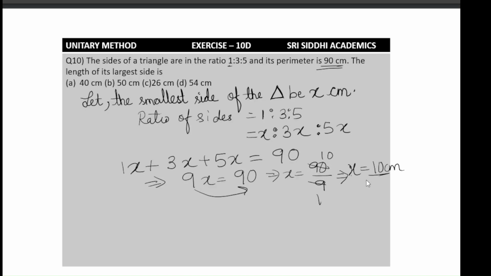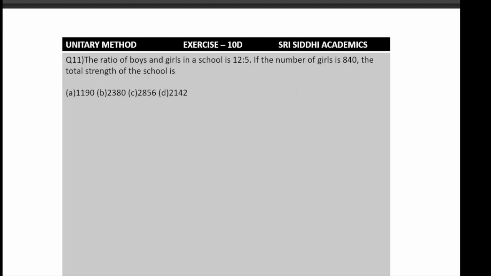So smallest side we found out, it's 10 centimeter. Now largest side will be 5x according to the ratio. So it is 50 centimeter. 5 into 10 is 50. Let's see which option is correct. Option B. So answer for question number 10 is option B. So let's move to the next question. Let's start with question number 11.